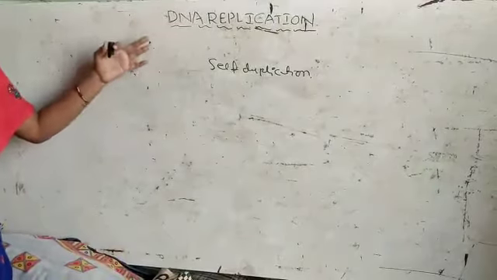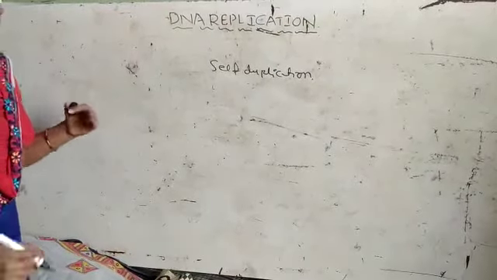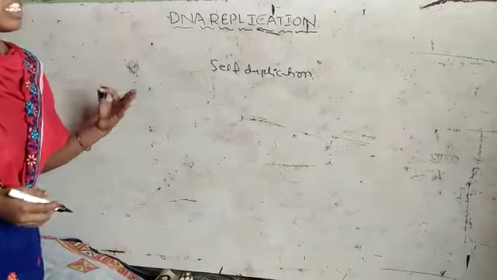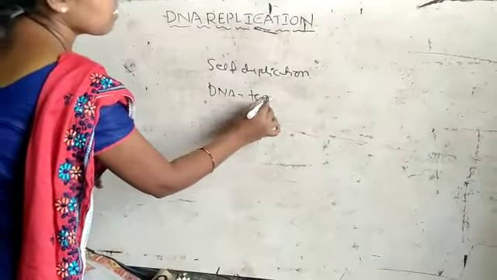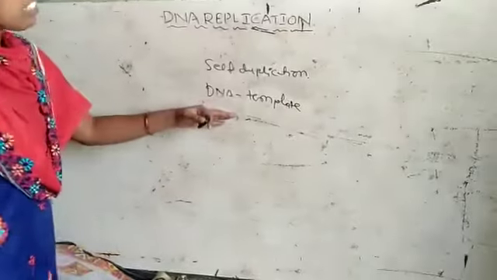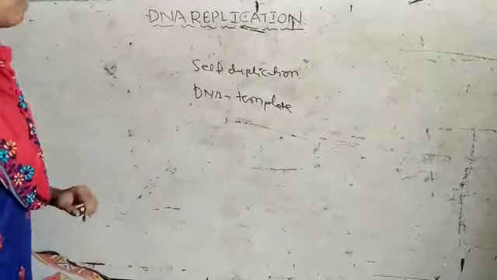DNA replication occurs inside the chromosome in the interphase. DNA replication is a DNA-directed DNA synthesis. In this, the DNA molecule acts as a template.